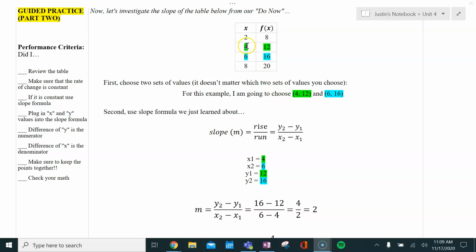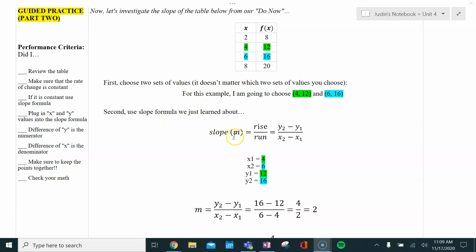For this example, I'm going to choose the one I highlighted in green, which is 4, 12. And then I'm also going to choose 6, 16 here. Okay, these are the 2 points. Again, it does not matter. So if you chose 2 and 8 and 8 and 20, you'll notice that you'll get the same answer for your slope. Since the x increases by 2 every time, and so does our f of x increases by 4 consistently. Alright, second, we're going to use the slope formula we just learned about.